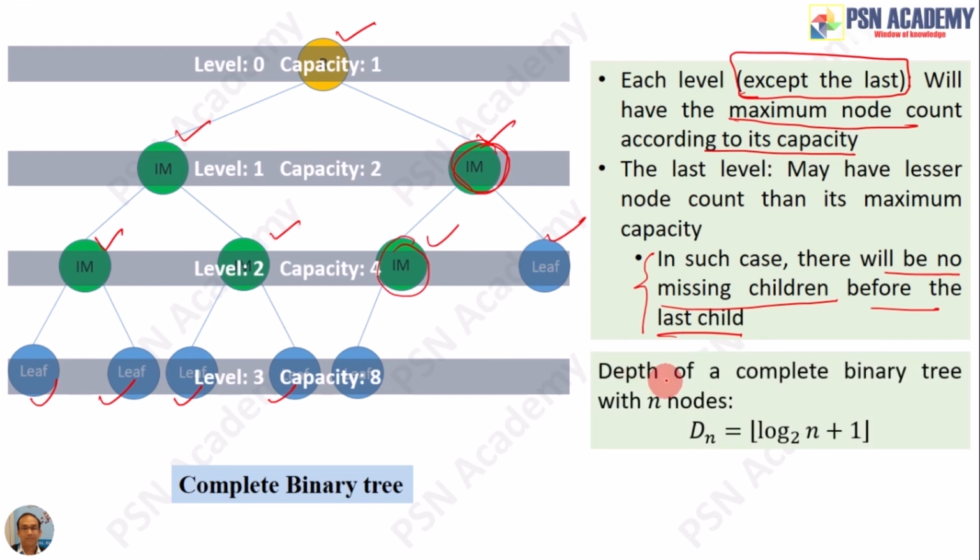This is the formula for computation of the depth of a complete binary tree with n nodes. This is the floor of log n base 2, plus 1. You input the node count here and you get the depth.